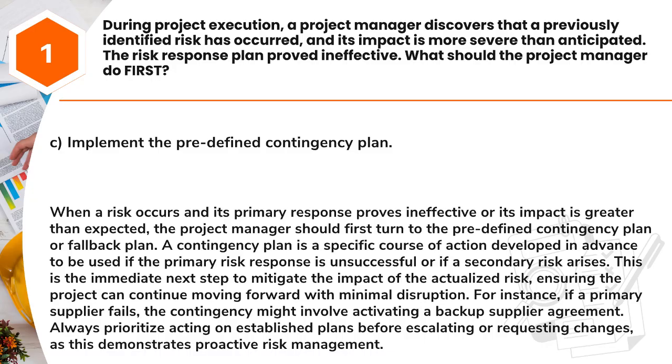This is the immediate next step to mitigate the impact of the actualized risk, ensuring the project can continue moving forward with minimal disruption. For instance, if a primary supplier fails, the contingency might involve activating a backup supplier agreement. Always prioritize acting on established plans before escalating or requesting changes, as this demonstrates proactive risk management.